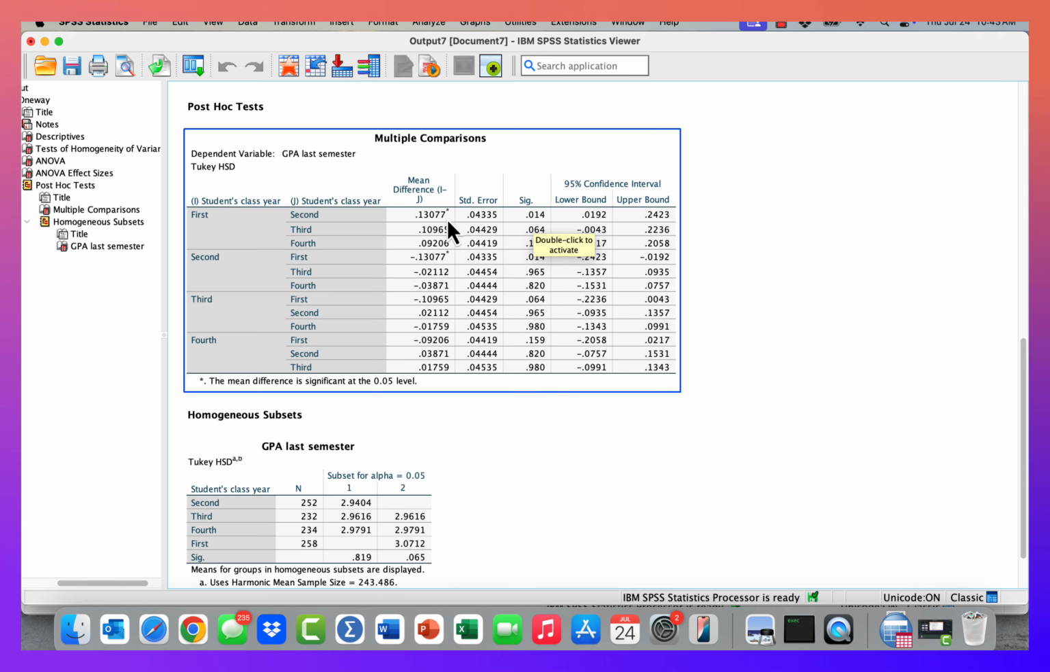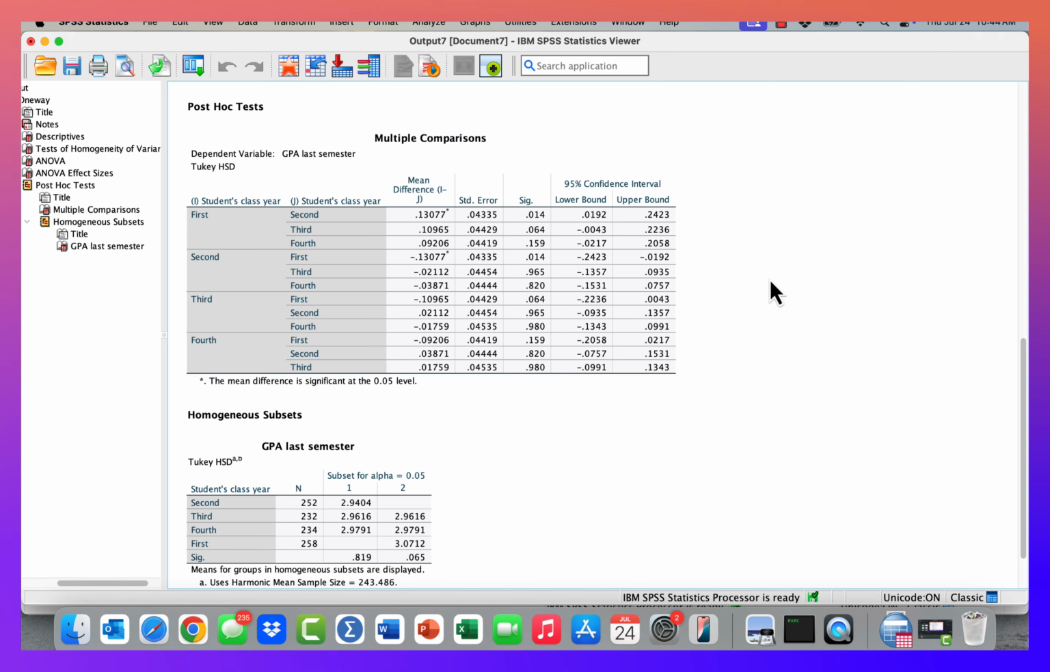Our only star here is the difference between first and second, and then it's the same exact thing here, second and first, same difference. So we can conclude, again, that there is a statistically significant difference between first year students and second year students' GPAs at Walla University, or wherever our population of interest is. And the difference is first year students have on average higher GPAs by about 0.13 points on the GPA scale. And that difference, again, is significant at the 0.05 level.